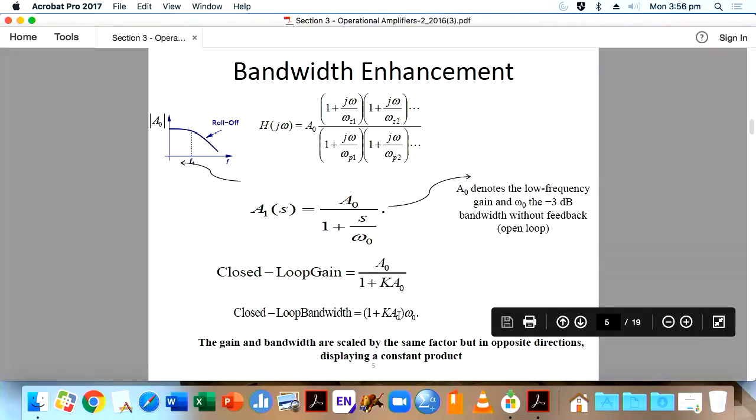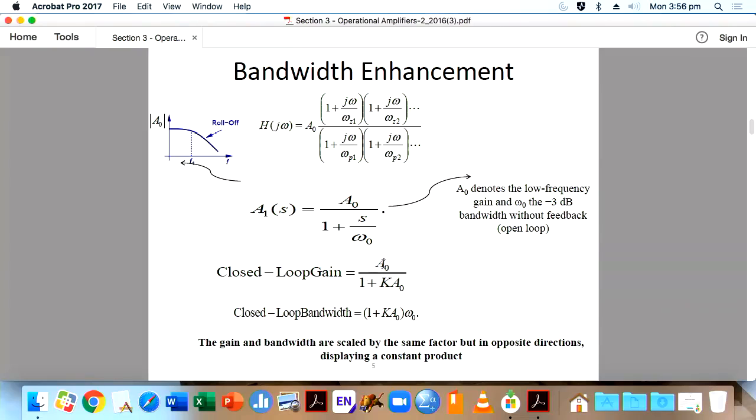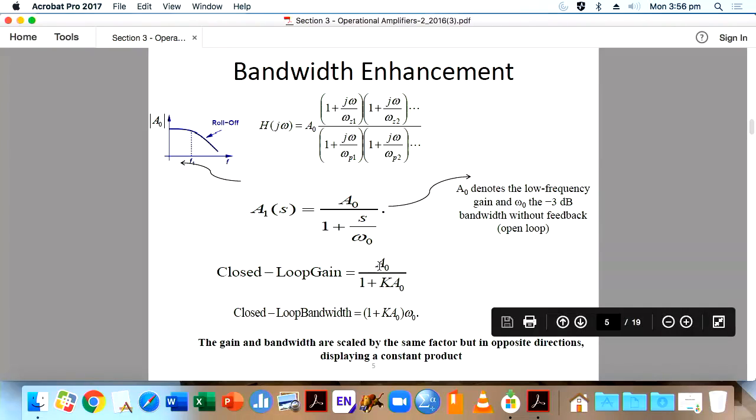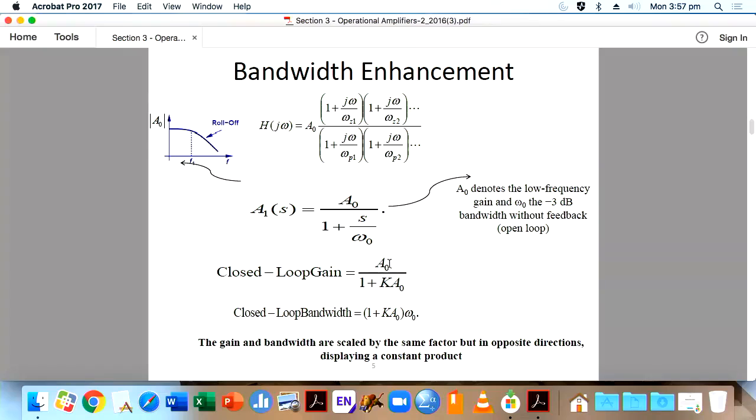But when you are increasing the bandwidth, your closed loop gain, which is equal to A0 by 1 plus k into A0, is reduced by 1 plus k into A0. We will come to that point. That is the reason gain into bandwidth is a constant. That's called the gain bandwidth product.